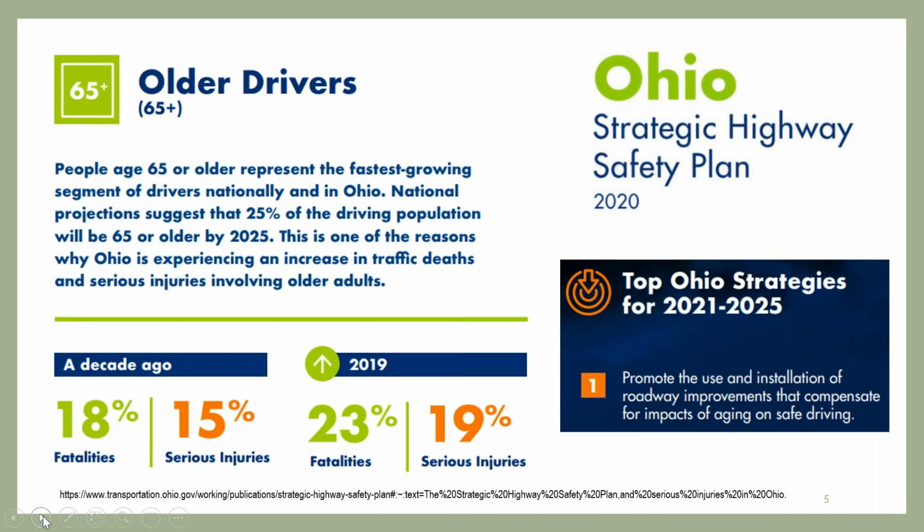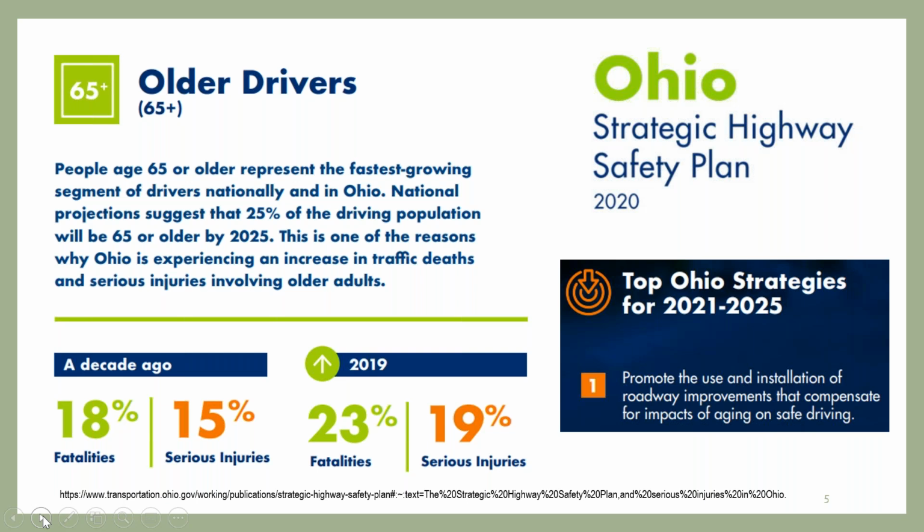So in Ohio, we certainly know that older driver safety is an important issue. It's identified in the Ohio Strategic Highway Safety Plan as a top strategy, or a top priority. And people age 65 and older represent the fastest growing segment of drivers, not just nationally, but also in Ohio. And those numbers are going to continue to rise.